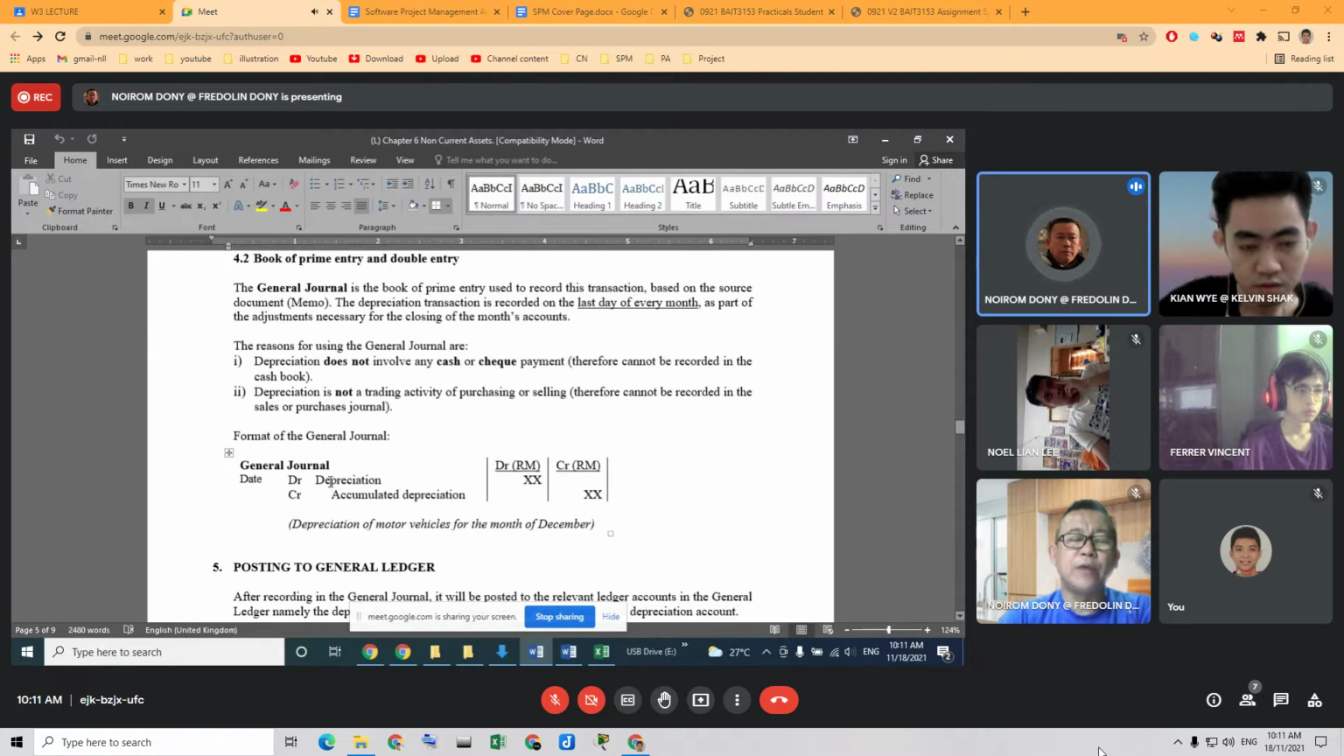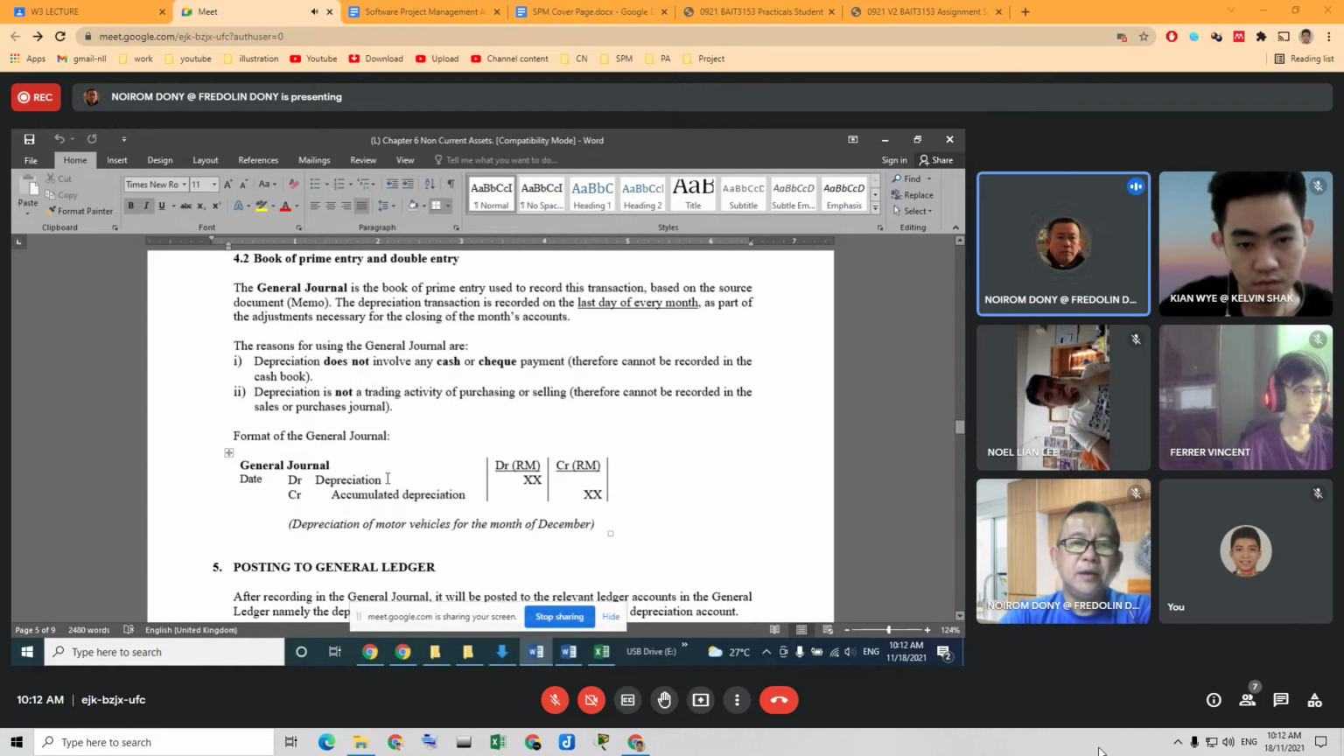So you have to follow this format. Depreciation will be a little bit to the left, and accumulated depreciation a little bit to the right, to differentiate the debited account and the credited account. And we have a debit column, RM column, and a credit column, RM column. This is where you put the value.